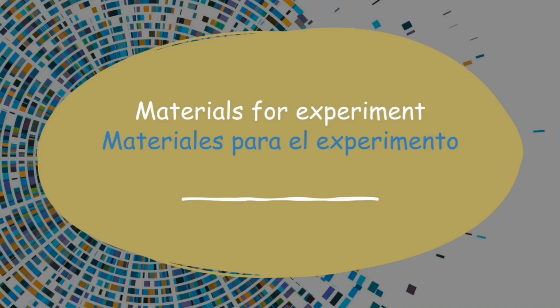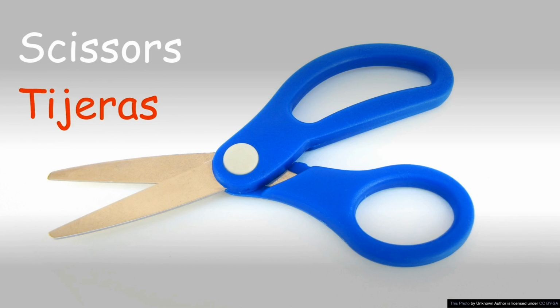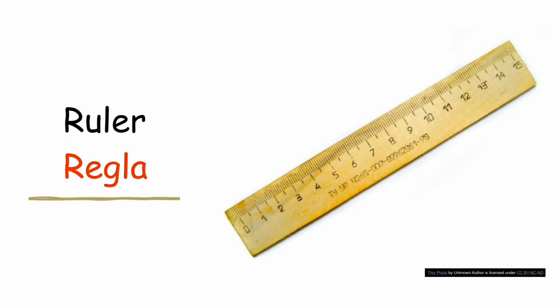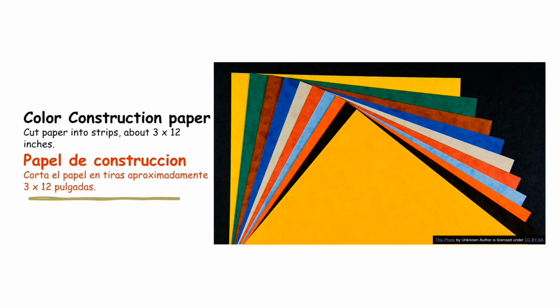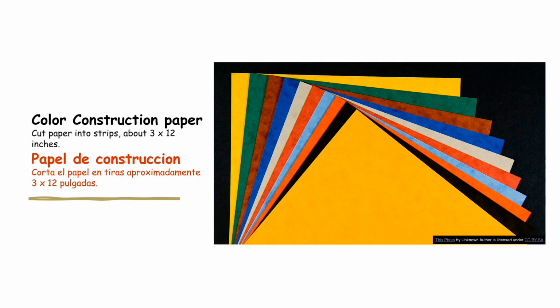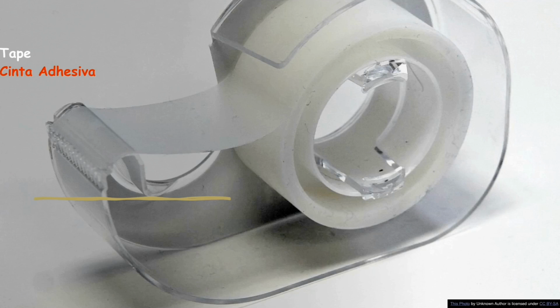Materials for the experiment: scissors, a ruler, color construction paper (cut the paper into strips about 3 by 12 inches), and tape.